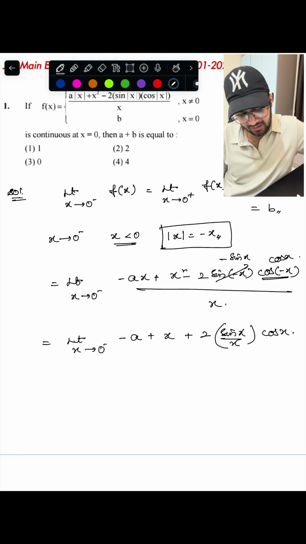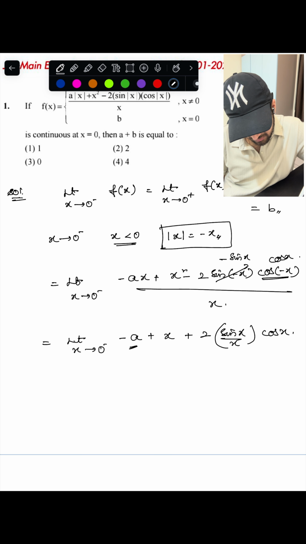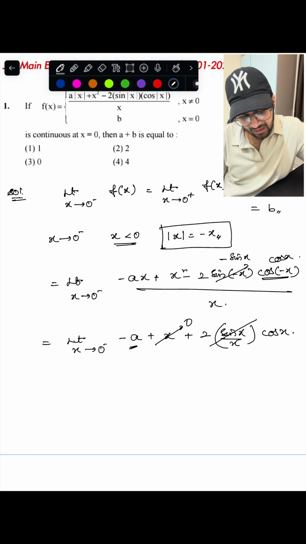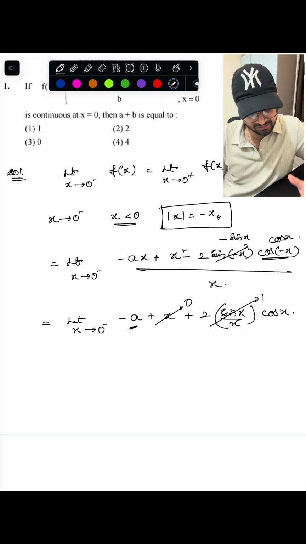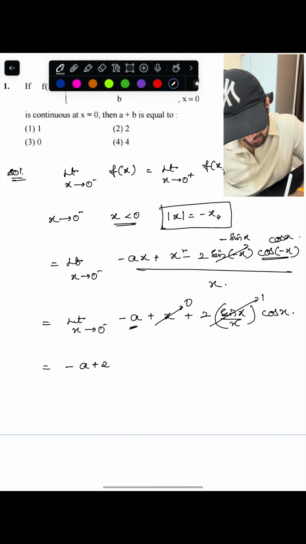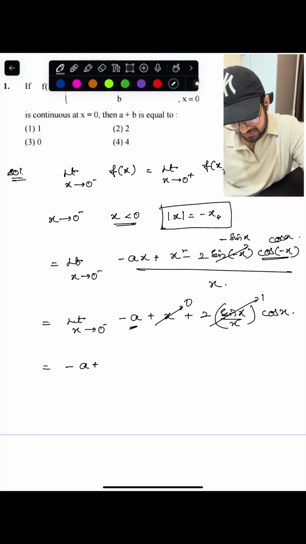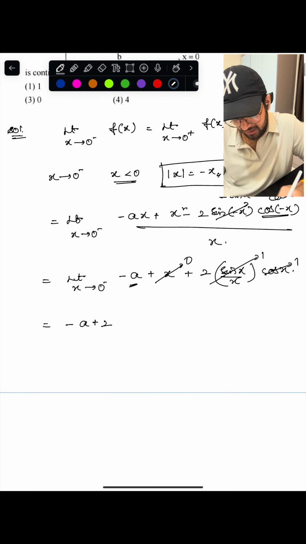Now as the limit tends to 0 minus, here it is minus a itself, x is 0, and sin x by x is 1 because we already know limit x tending to 0 of sin x by x is 1. So this will be converting as minus a plus 2, as cos 0 is 1. This is also 1, so minus a plus 2.